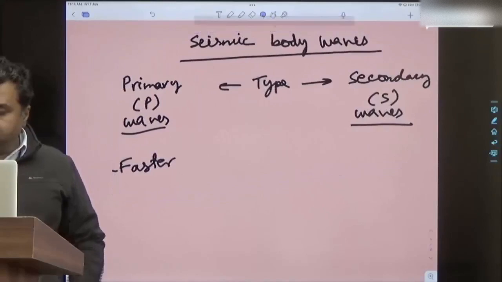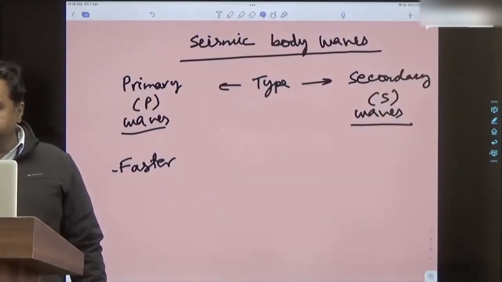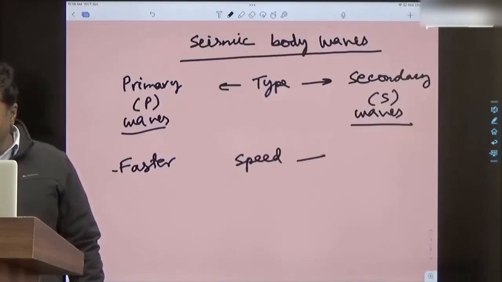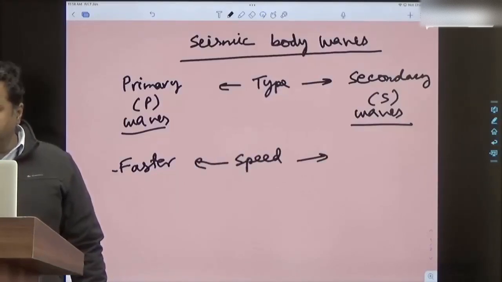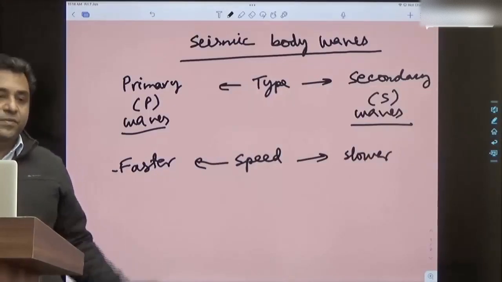So S waves are slower, and the P wave is faster. If you see the speed, the other one is slower. This is the first characteristic of the P wave and the S wave.